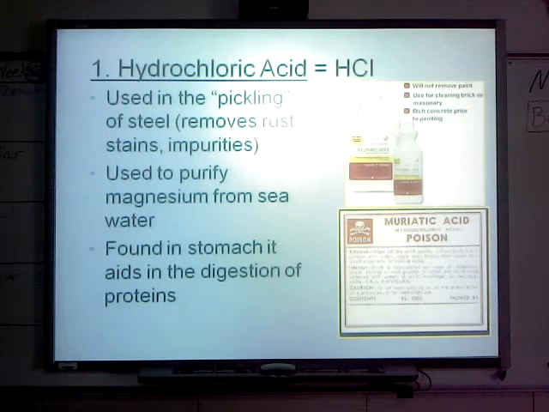Hydrochloric acid is also the acid that you find in the stomach. It's used to help to digest protein.